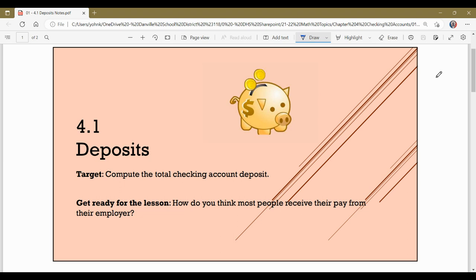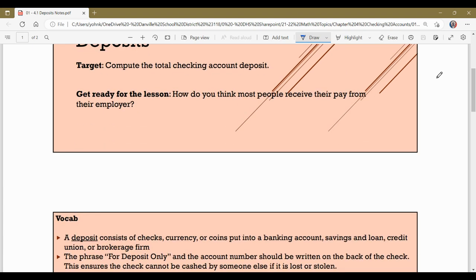Today's big question: how do you think most people receive their pay from their employer? I'm pretty sure most people get direct deposit nowadays. You used to have to get a paper check and take it to the bank and cash it or deposit it, but pretty sure most people nowadays get their check direct deposited. I've heard of some kids getting their check on like a debit card. So each place again is slightly different.